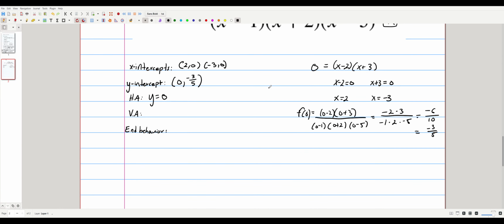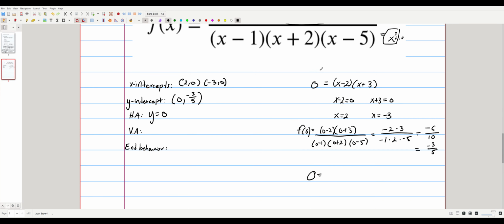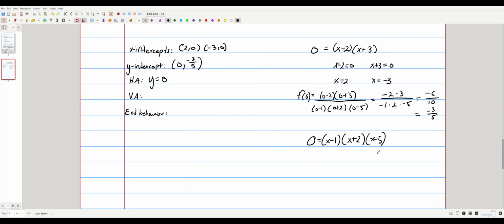And so what that's going to look like is 0 equals the bottom of our rational function, which is x minus 1 times x plus 2 times x minus 5. And just like the top, this one is already given to us in its factored form, but that's not always going to be the case. So you may have to do some work to figure out what the factored form looks like, either using factoring by hand or the new method we learned in section 5.5, which was finding rational zeros of polynomials.